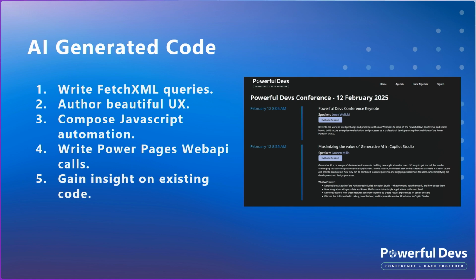And then the third way that we can use Copilot in this experience is to compose JavaScript automation. Fourth way is going to be looking at web API calls. And then finally, and this is my favorite, gaining insight on existing code. All right?